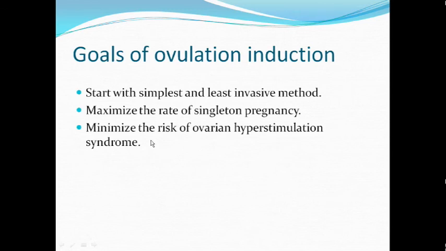So there are different goals for ovulation induction. It should be started with the simplest and least invasive method. Maximize the rate of singleton pregnancy, because the drawback of ovulation induction is multiple pregnancy. Minimize the risk of ovarian hyperstimulation syndrome, which is also a risk of ovulation induction.